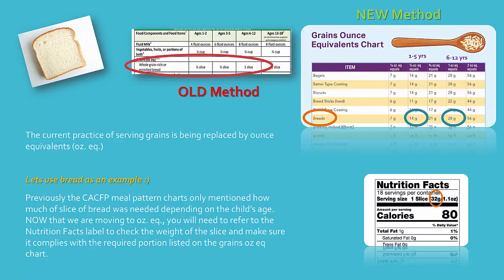The current practice of serving grains is being replaced by ounce equivalents. Let's use bread as an example. Previously, the CACFP meal pattern charts only mentioned how much of a slice of bread was needed depending on the child's age. Now that we are moving to ounce equivalents, you will need to refer to the nutrition facts label to check the weight of the slice and make sure it complies with the required portion listed on the grains ounce equivalent chart, which we'll be discussing in a little bit.